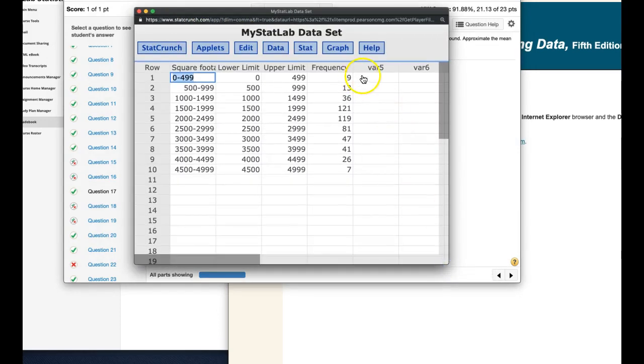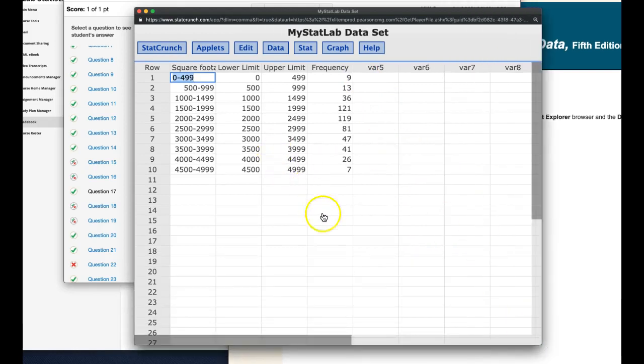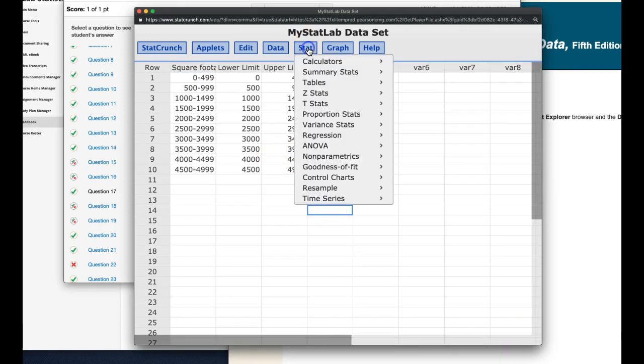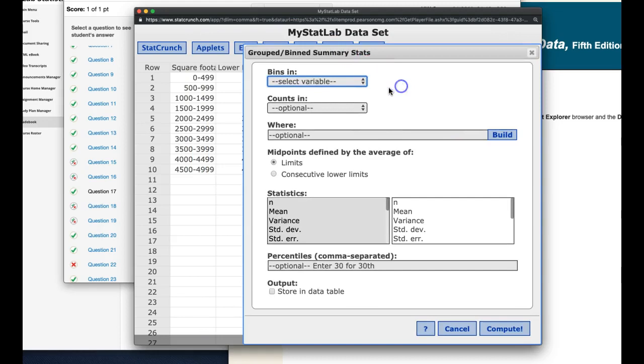And as you have in StatCrunch here, the data is grouped. And so what you're going to do is Summary Stats, Grouped Data. The bins, right, that's our square footage. Our counts are in the frequency. We have consecutive lower limits. They're all going by 500, which would be our case.